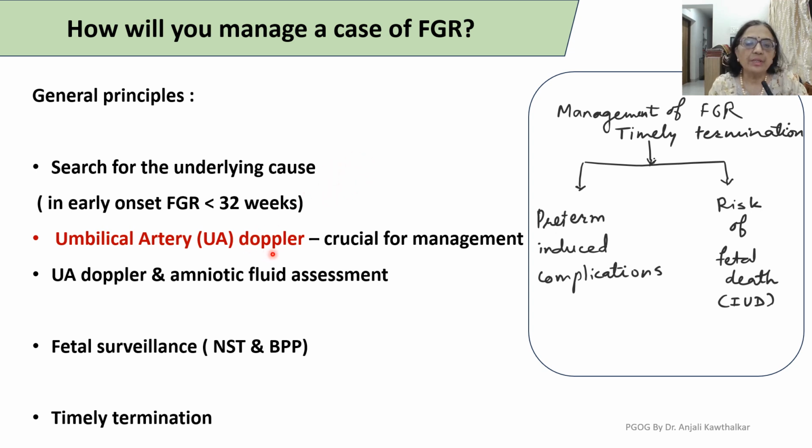Umbilical artery Doppler is the most important investigation. It is the most crucial investigation which helps us in management of FGR. If you are asked, if there is only a single investigation you can do, which one you will select, or which is the investigation of choice? The answer to all these questions is umbilical artery Doppler. Umbilical artery Doppler and amniotic fluid assessment help us in management, but out of this, most important is umbilical artery Doppler velocimetry.